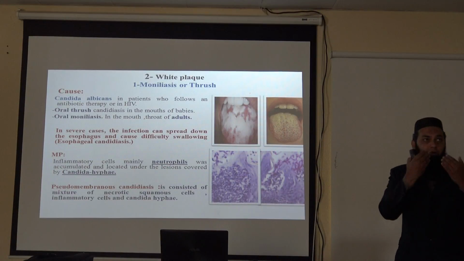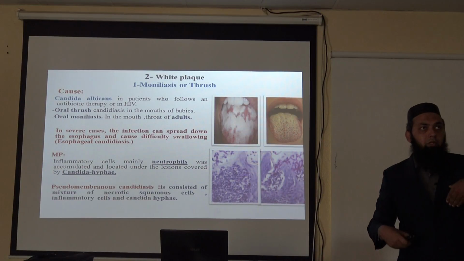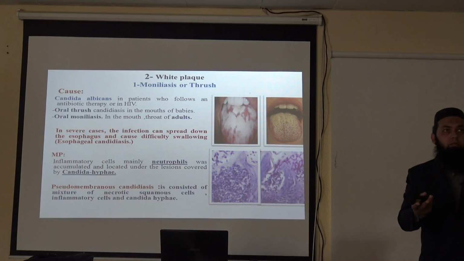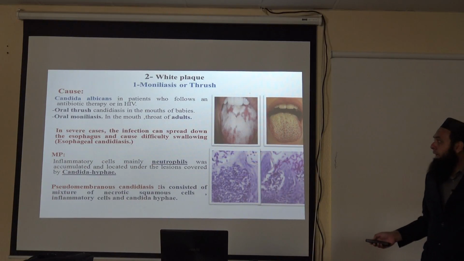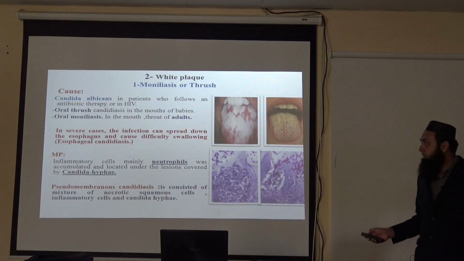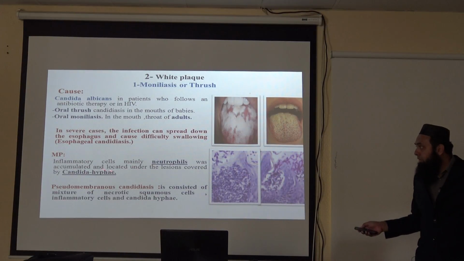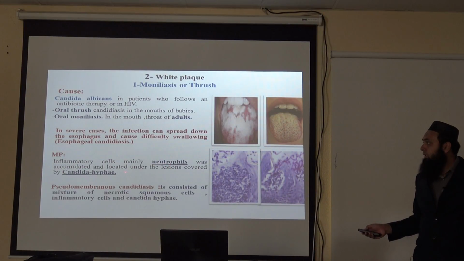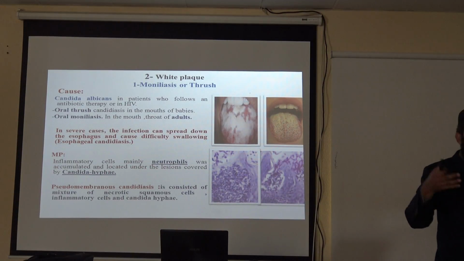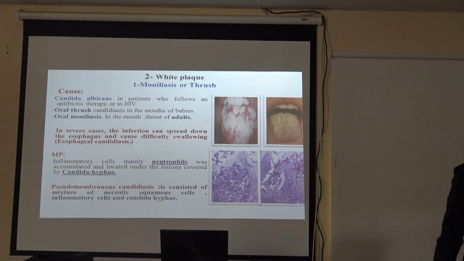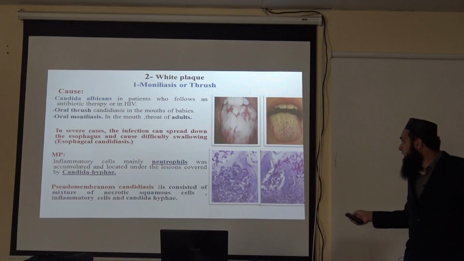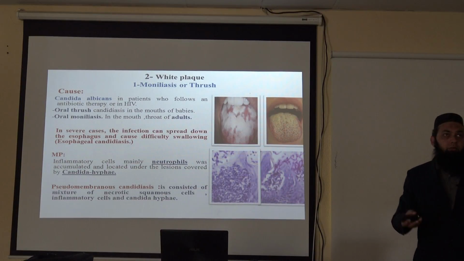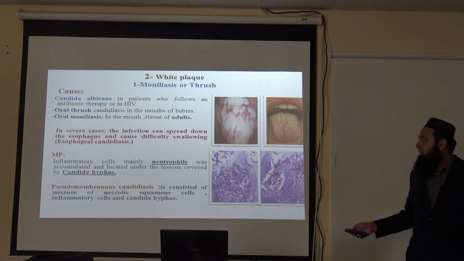It can spread from the oral cavity deep into the esophagus. Obviously there is no immunity, so it can spread easily, and then it can cause esophageal candidiasis. Anyway, what will you see in the microscope? Simple. Inflammatory cells, neutrophils, and Candida hyphae. Obviously when there is fungus, the hyphae will be there. So under the microscope you will see neutrophils, the cells of inflammation, and the Candida hyphae.